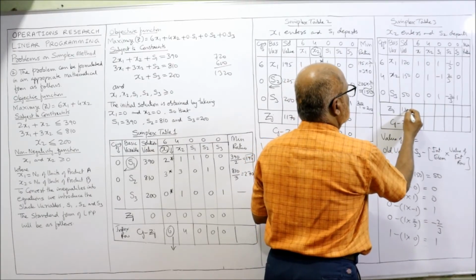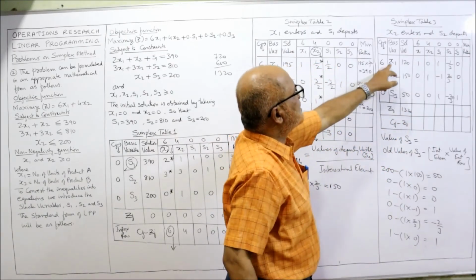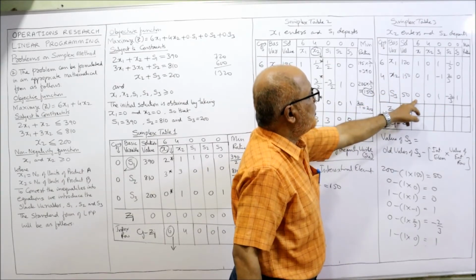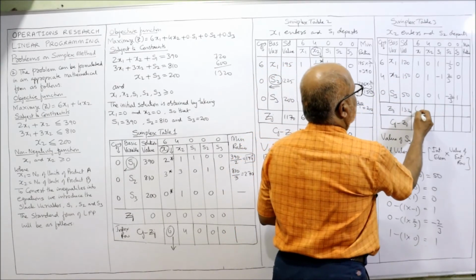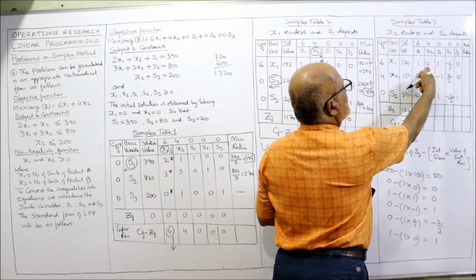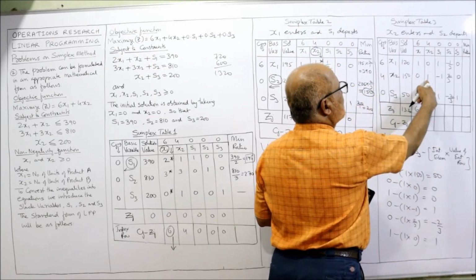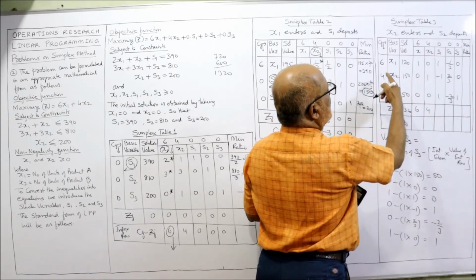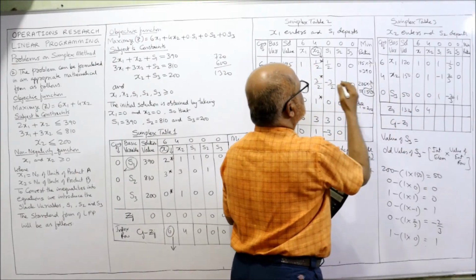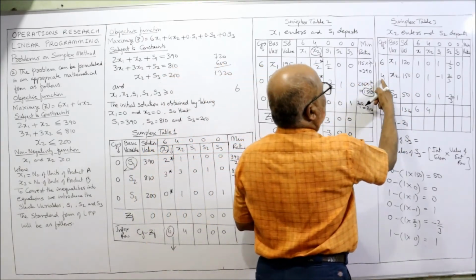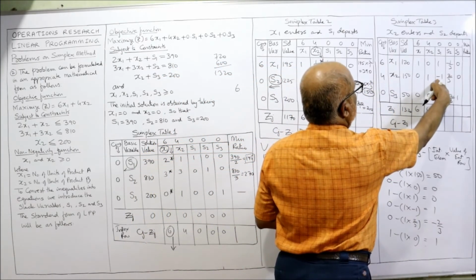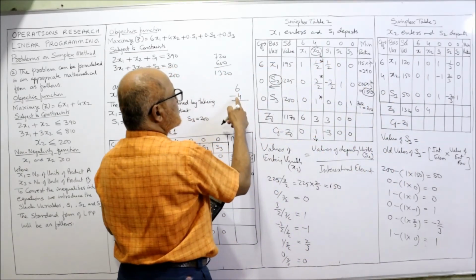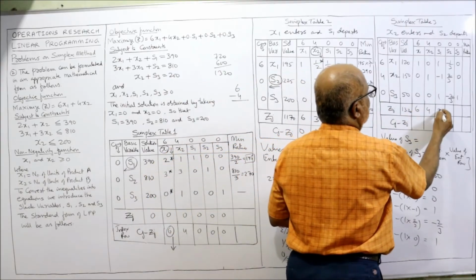Here comes 1320. Similarly, 6 into 1 is 6. 4 into 0, 0. 0 into 0 is 0. So 6. Here 6 into 0 is 0. 4 into 1 is 4. 0 into 0 is 0. So 4 ones are 4. Here 6 into 1 is 6. Then 4 into minus 1 is minus 4. Then 0 into 0 is 0. 6 minus 4 is 2.